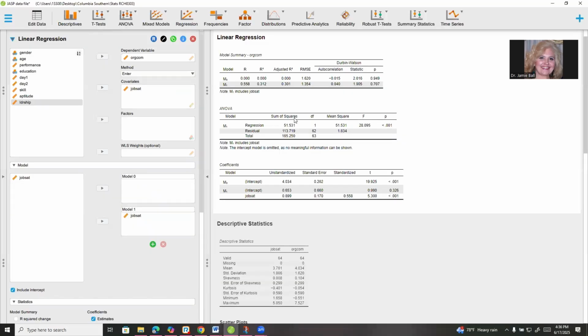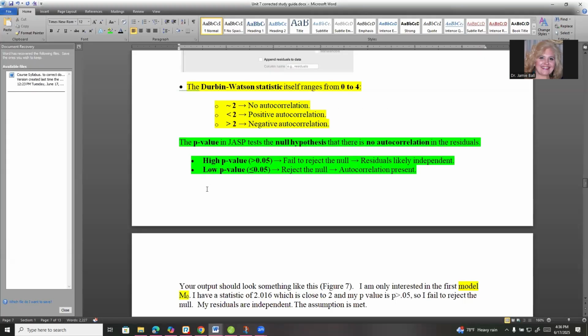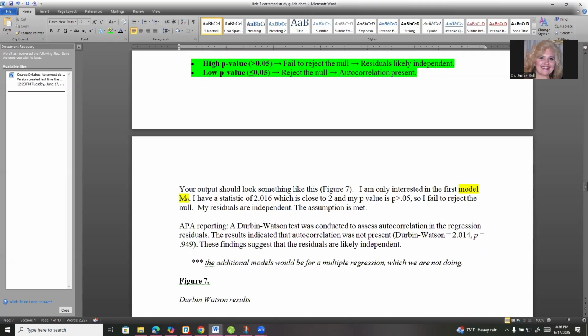So I can go back and look at this, and my p-value, we fail to reject the null. P is greater than 0.05, right? Remember that. We use 0.05 in social sciences for alpha. My p-value is higher than that. We fail to reject the null. The null states that there's no autocorrelation, so my assumption is met. If your p-value is below that, you reject the null, and then the assumption is violated.